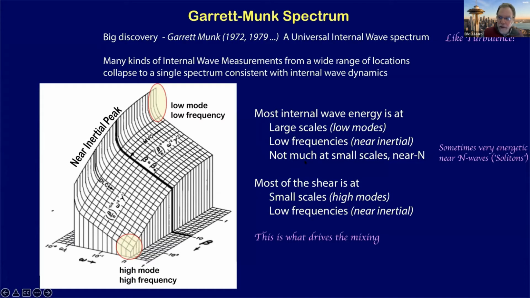There are some clear exceptions to this. I believe you heard some talks earlier in this seminar on strong internal gravity waves in coastal regions, very strong solitons or solitary waves. That leads to a huge peak over here with lots of energy, but those don't happen in most places. So most of the energy is up here, but most of the shear is down here at the small scales. The spectrum is roughly white in vertical wave number for shear, but still at low frequencies. So the energy is at low modes and low frequencies, and the shear is at high modes and low frequencies. And it's this small scale stuff down here which is what drives the mixing.